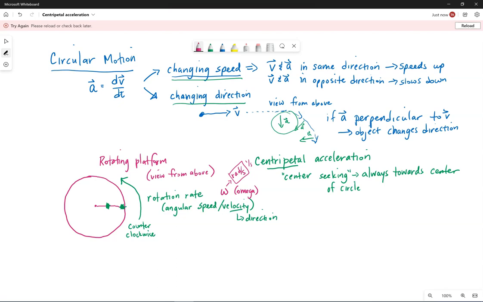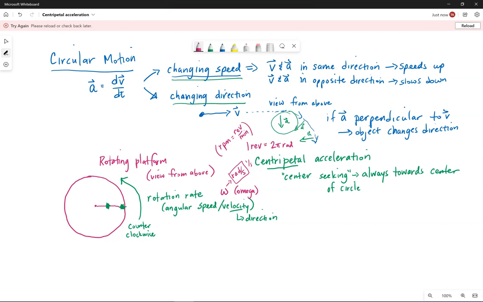You will see some problems that give you units in revolutions per minute. You will need to convert those to radians per second. A revolution simply means a full circle. A full circle is 2 pi radians. So we can do the unit conversion to go from revolutions per minute to radians per second. And I'll show you an example of that as we go along.